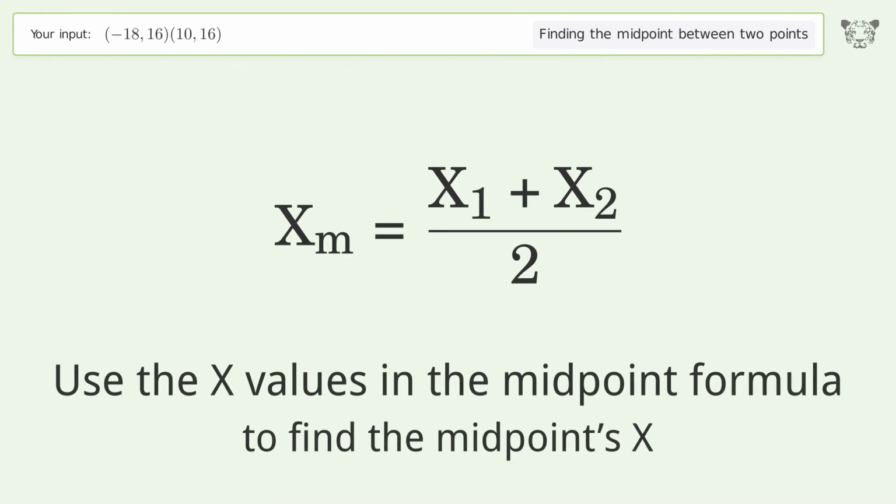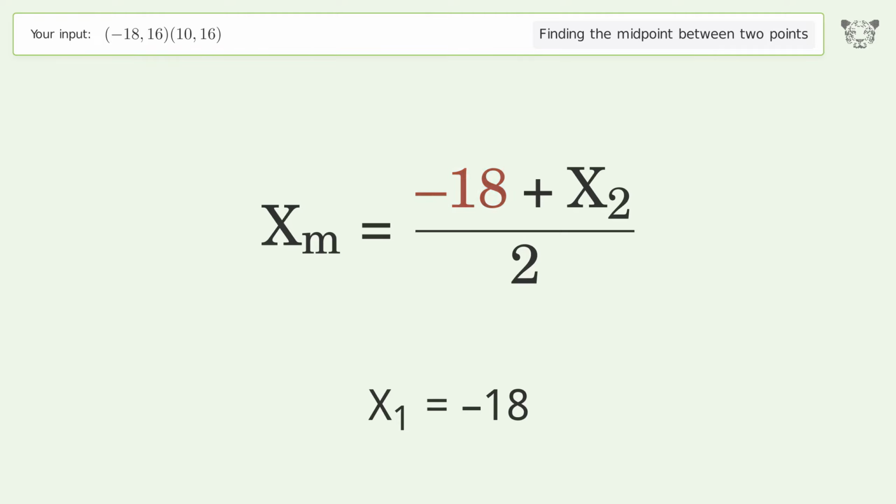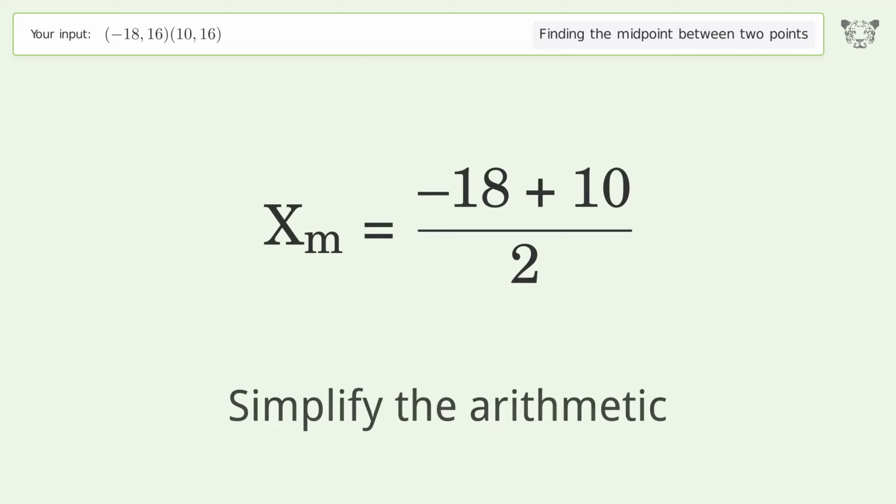Use the x values in the midpoint formula to find the midpoint's x. x1 equals -18. x2 equals 10. Simplify the arithmetic.